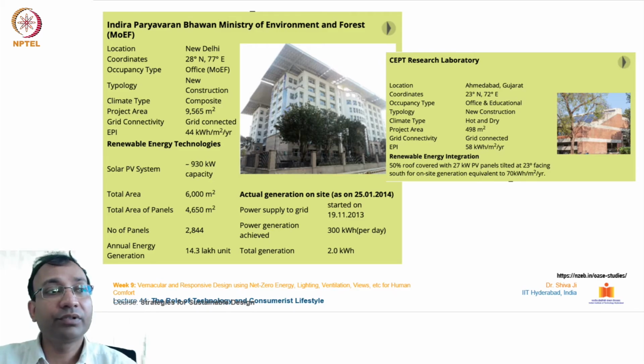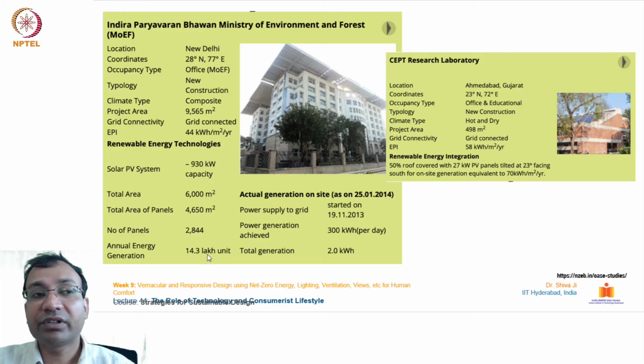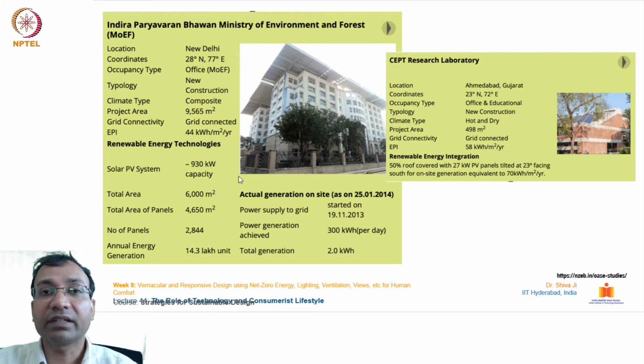So on this project, the total surface area is around 6,000 square meters, and the total area of panels actually installed on this site is quite huge, 4,650 square meters, which is over 75% of the total surface area of this project. Which is huge in terms of ratio. The total number of panels installed is 2,844, and the annual energy generation is 14.3 lakh units, which is quite sufficient. So this building takes care of its own power requirements, as well as supplies electricity to the grid.